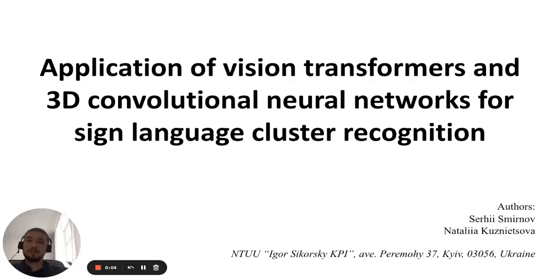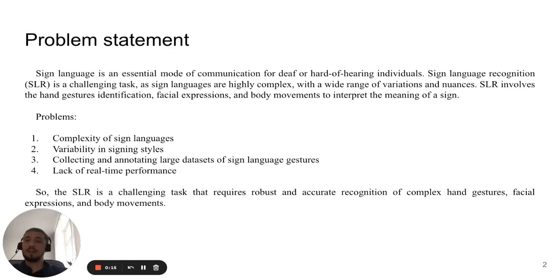Hi all, my name is Serhii and I would like to present to you the results of our paper application for vision transformers and 3D convolutional neural networks for sign language cluster recognition.